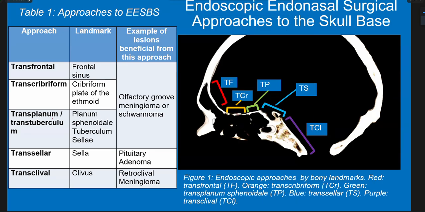You have the transplanum, transtuberculum. So the planum is the flat portion of this segment of the skull base, and this is the planum. And the landmark would be the planum and the tuberculum. And we also have a transcellular approach. For example, if you have a pituitary adenoma, you have the cella. So you have the transcellular approach and the clivus. You have the transclival approach.